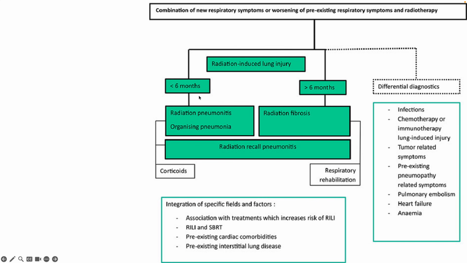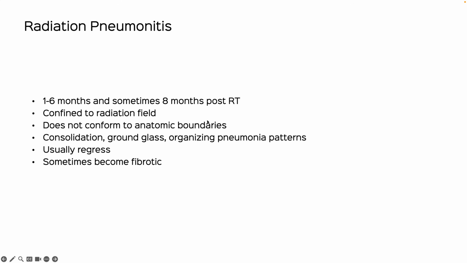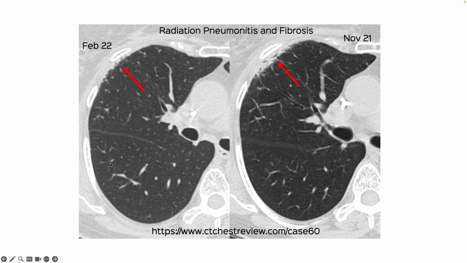But less than 6 months or up to 8 months, you have radiation pneumonitis and organizing pneumonia. So that's what you would get up to 8 months, confined to the radiation field, not conforming to anatomic boundaries. Patterns are consolidation, ground glass, organizing pneumonia patterns. They usually regress, sometimes become fibrotic. And I did do one case 2.5 or 3 years ago, where I showed a lot of patients with CA breast related radiation changes in the subjacent lung, and there is a link in the top right corner if you'd like to go through it.